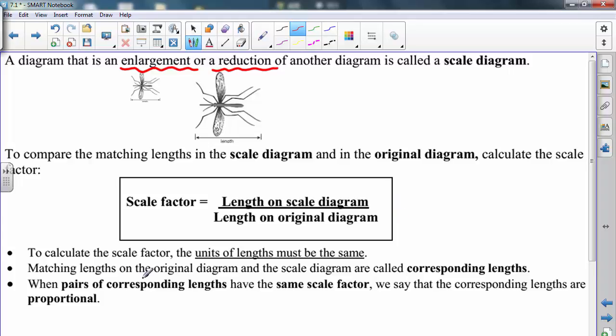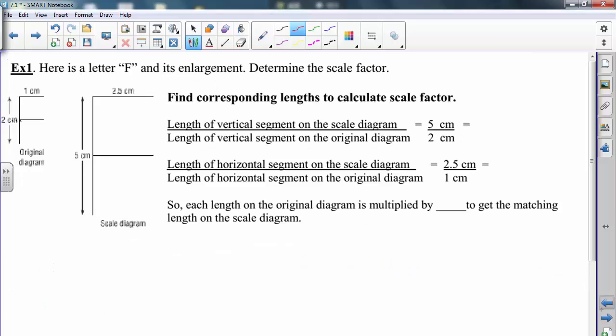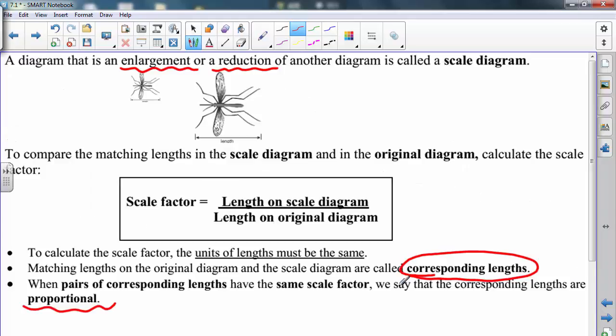Matching lengths on the original diagram and the scale diagram are called corresponding lengths. This is a very important term we will use very often in similar polygons. When pairs of corresponding lengths have the same scale factor, we see that the corresponding lengths are proportional. So right now, we will use some examples to help us understand those concepts better.